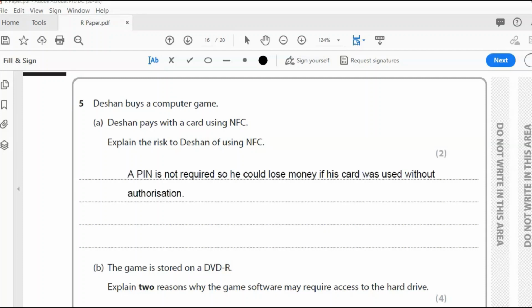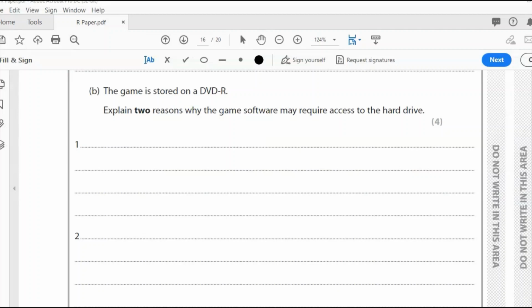So I've written, a PIN is not required, so he could lose money if his card was used without authorization. B. The game is stored on a DVD-R. Explain 2 reasons why the game software may require access to the hard drive. Well, it requires access because the DVD may not hold enough data. Additional data may need to be stored, or we may need to store the game's progress.